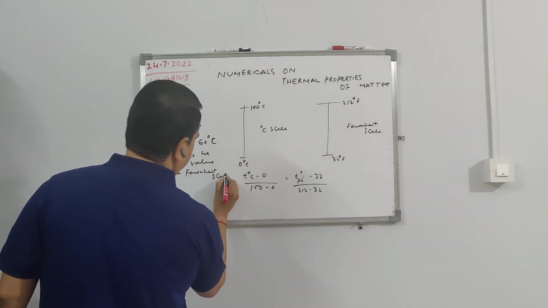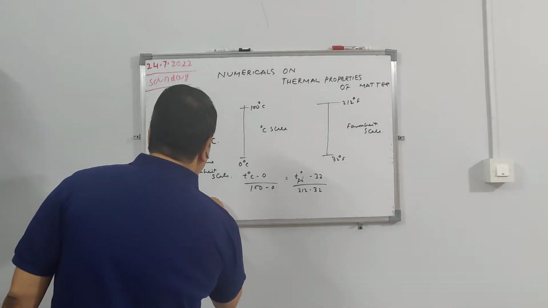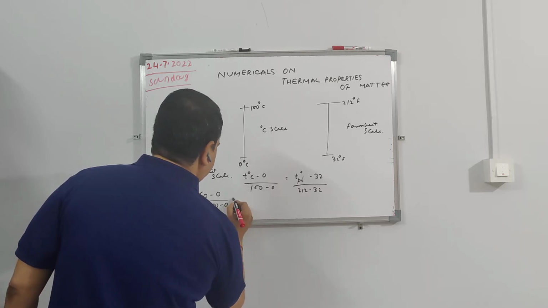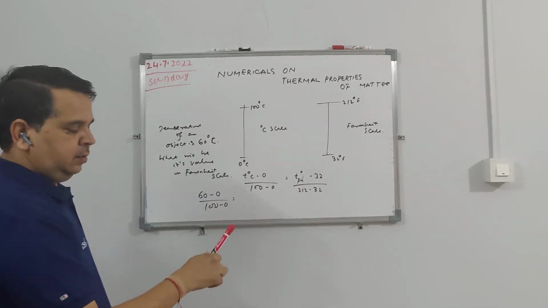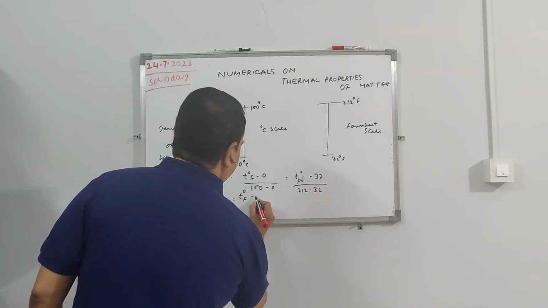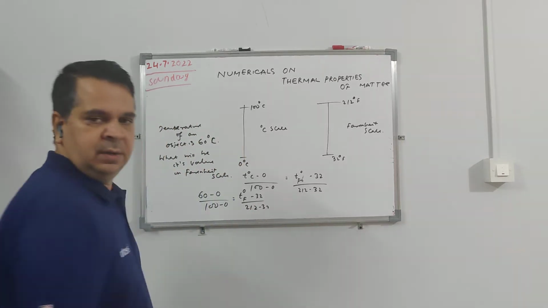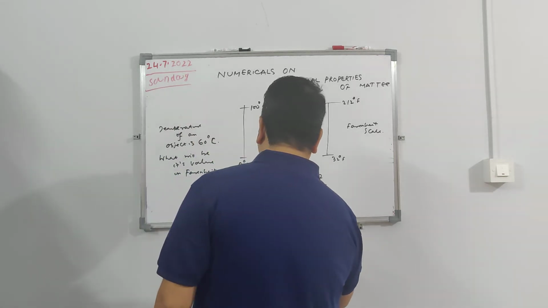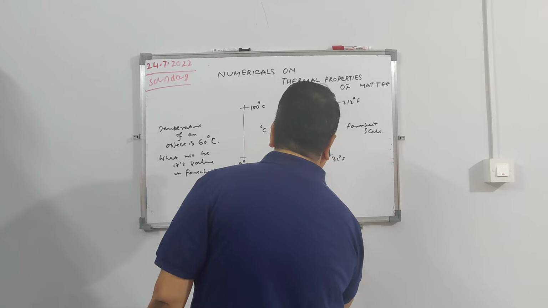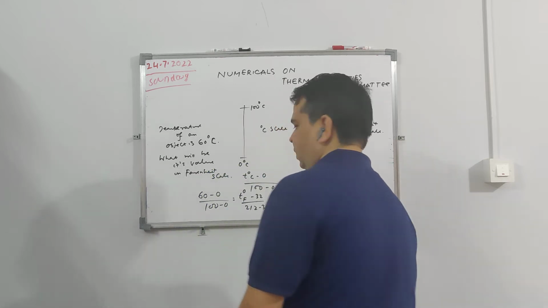Okay. So you replace T degree centigrade with 60 here. It will be (60 minus 0) divided by (100 minus 0) is equal to, we want to find this out, right? So it will be (temperature in degree Fahrenheit minus 32) divided by (212 minus 32), right? So this becomes 60 by 100 equals (T degree Fahrenheit minus 32) divided by 180, right?